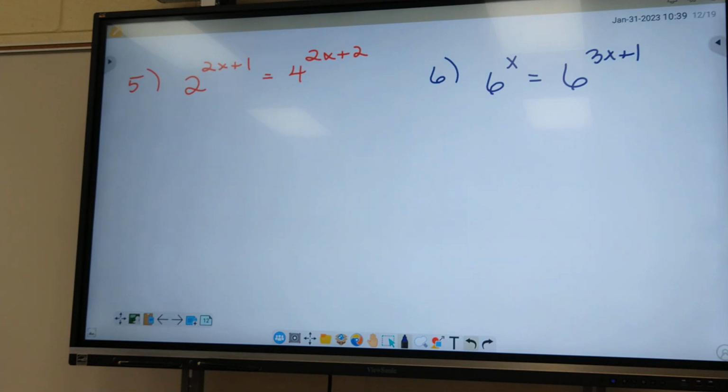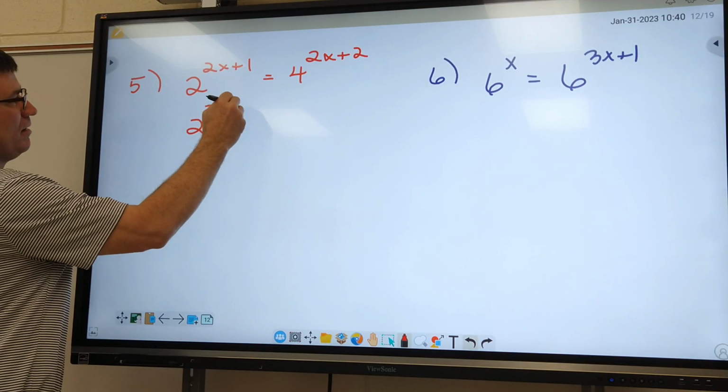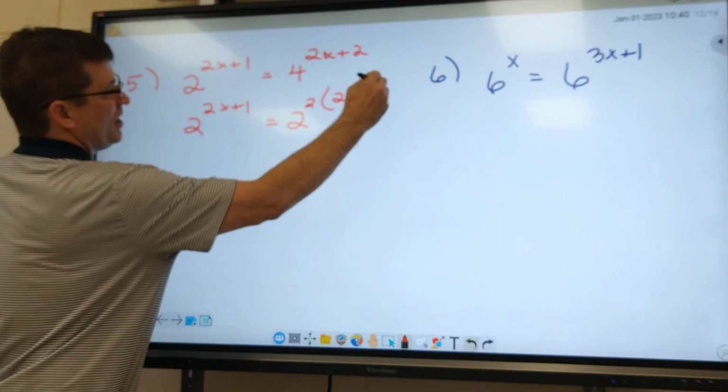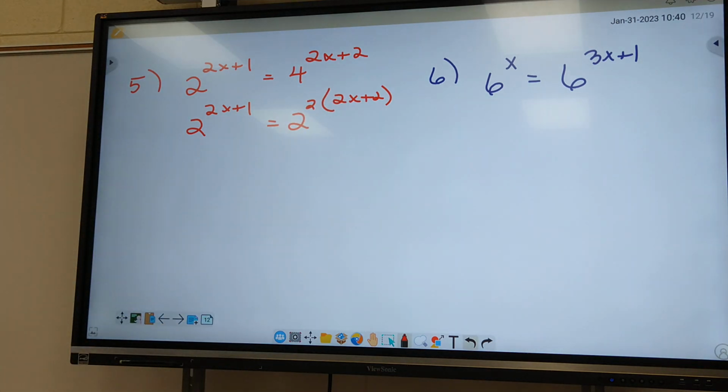Now remember, first on number 5, you've got to change that 4 because you've got to make your numbers the same on the left side and the right side. All right, what does 4 get changed into on the right side? 2 squared, right? Now what was already up top, you leave it in parentheses, you still leave it up top. All right, so now mark out your 2's, bring down your exponents, you should be able to work it out.